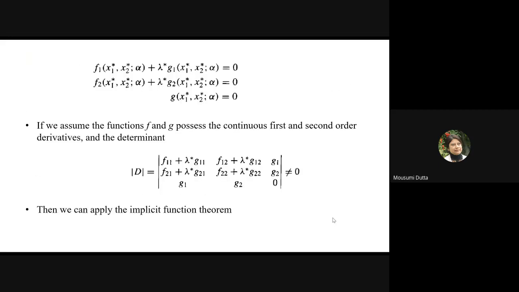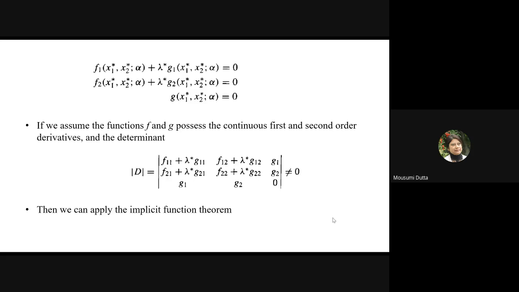Then we consider a set of first order conditions. If I have two variables, we will have two first order conditions and another condition in terms of the Lagrange multiplier. If I have three variables, we will have three first order conditions. We take the derivative of L with respect to x1, x2, x3, and then we have the constraint, that is, we consider dL by d lambda. So these are the first order conditions we get.